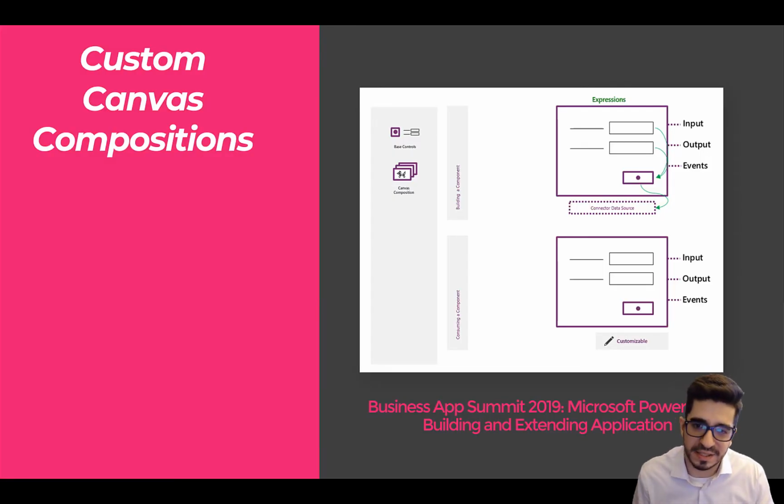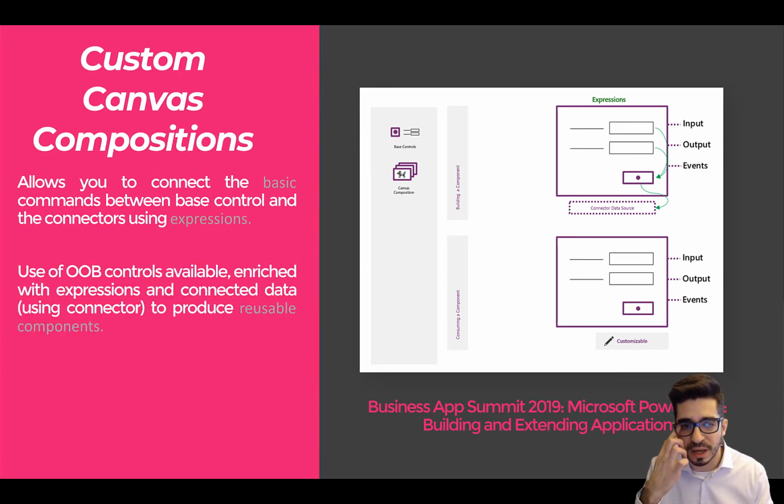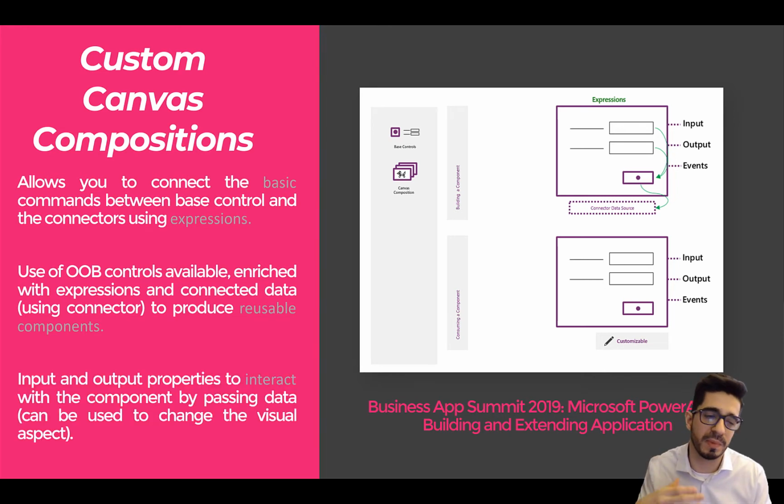So for the Canvas type components, we can create a component by connecting the basic controls to each other using the low code expression that I think we all know very well. And we will still be able to indicate input and output properties, okay? The real point here is this type of component can be modified by a citizen developer, okay?